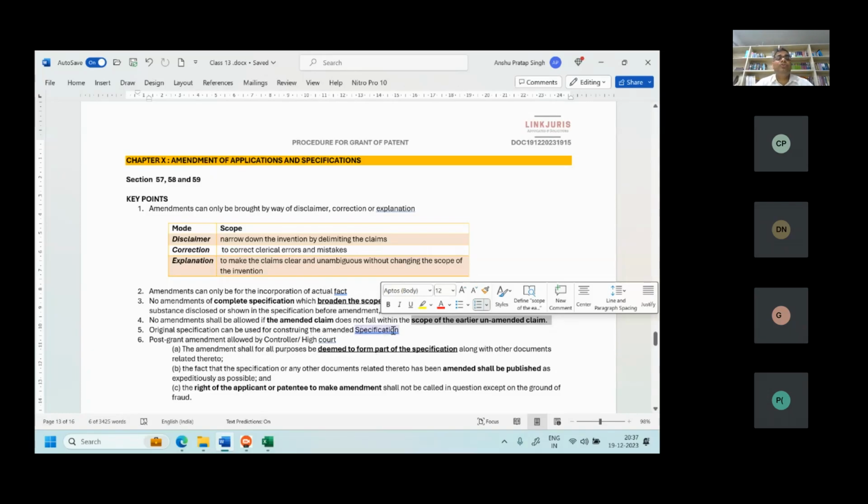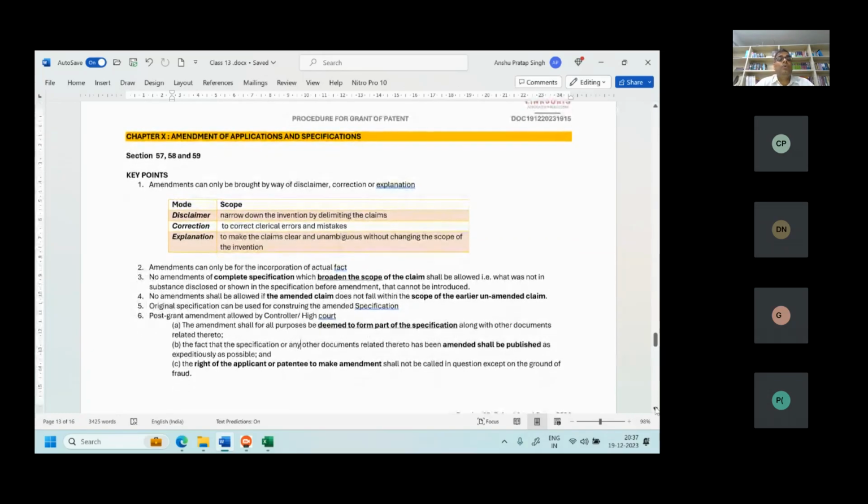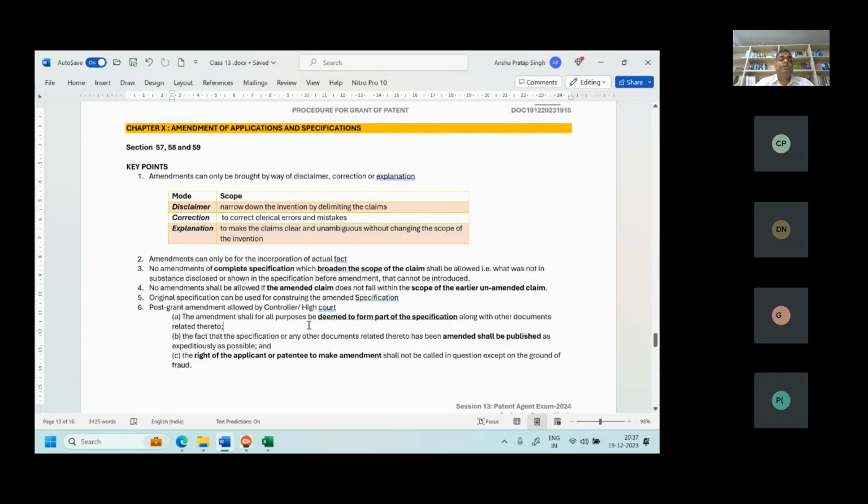Then originals can be used for construing amendments. Post grant amendment can be allowed by controller or High Court. Okay, how? The amendment will be allowed when amendment shall be for all purposes deemed to be part of the specification. Once the amendment is done, it will be considered as a part of a specification. Then the fact that specification or the document related thereto has been amended shall be published. After post grant amendment, you have to publish the amendment.